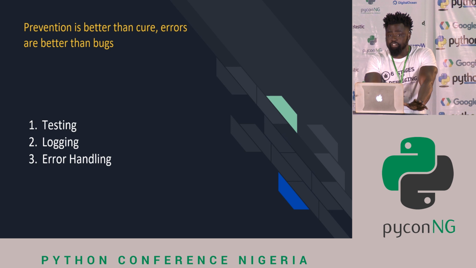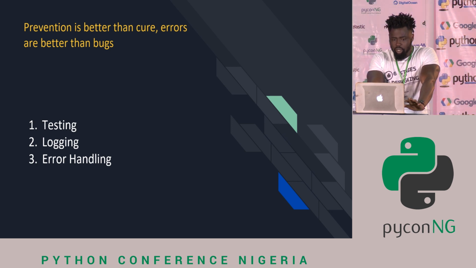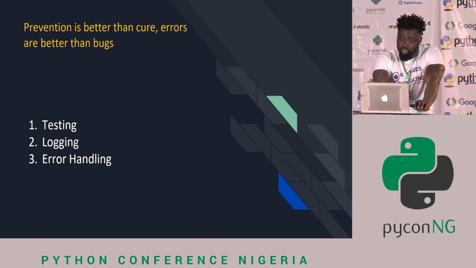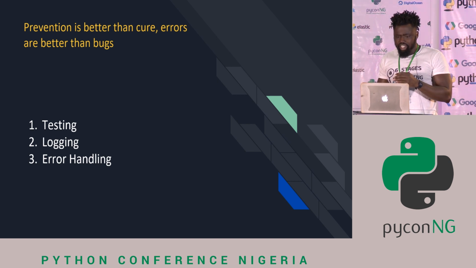There are so many ways of preventing bugs in your code. But again, to keep it simple, for lack of time, I've been able to reduce that into 3 things that I find most important, which is testing, logging, and error handling. And these 3 things ensure quality.